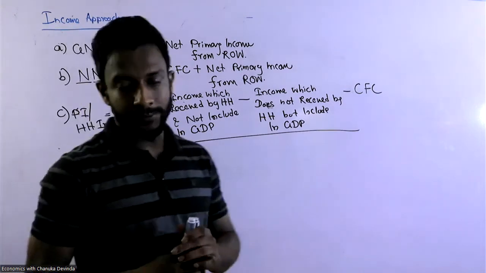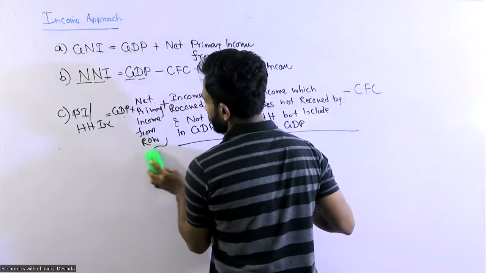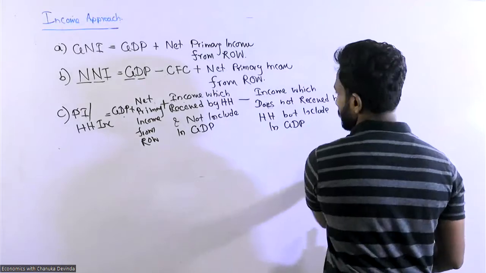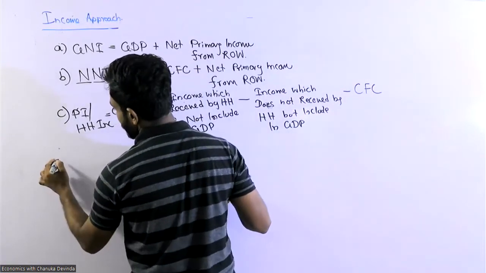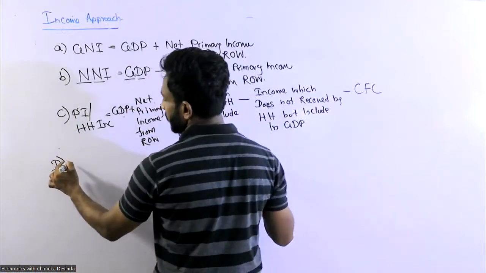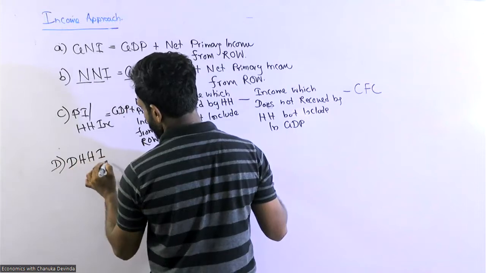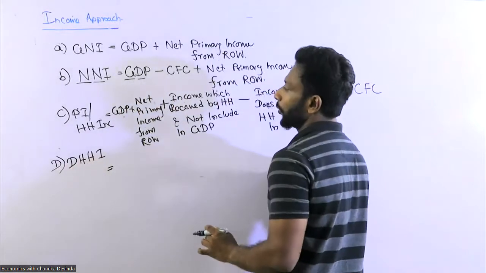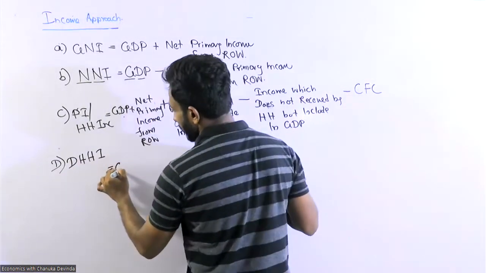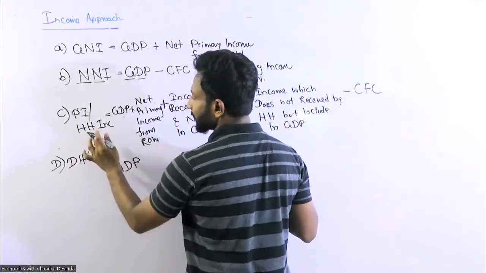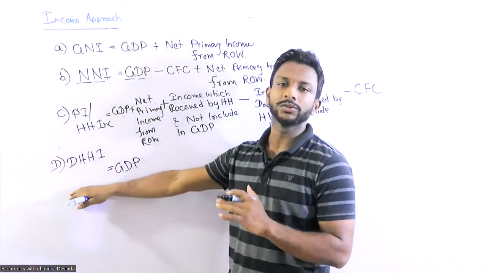Next one, D. D is for disposable household income. So all these adjustments need to be done, right? It's GDP. So GDP is initially transferred to household income before transferring it to disposable household income.